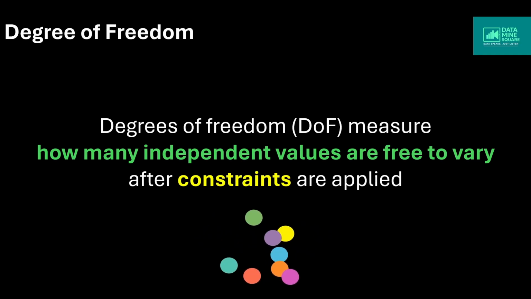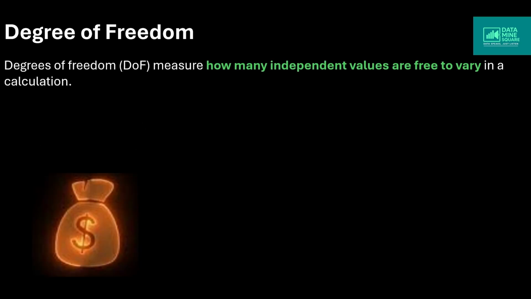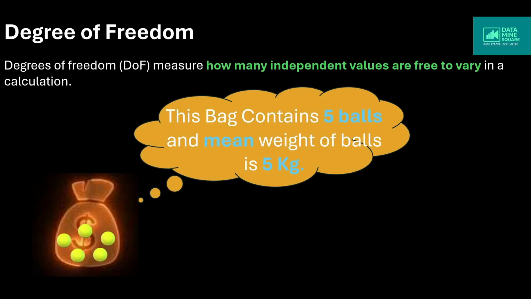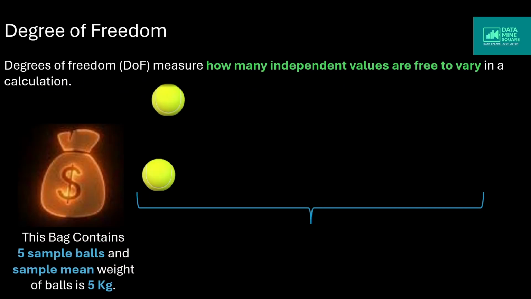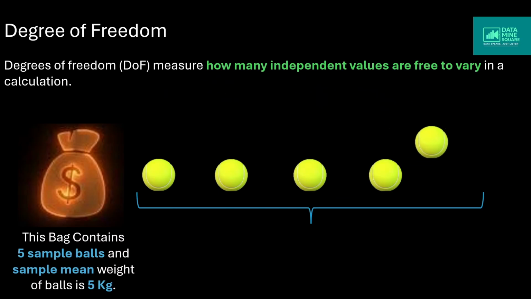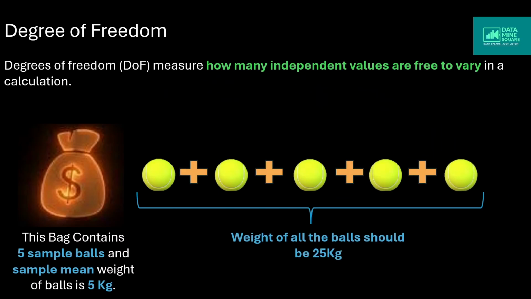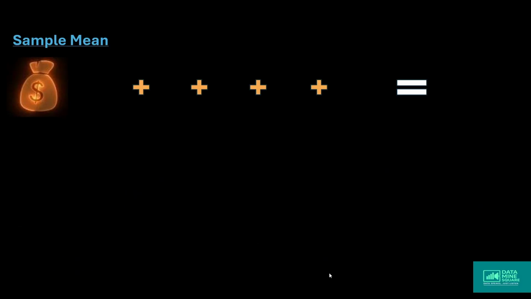You might be getting a little confused right now. Hold on, we will see it in and out. Imagine you have a bag, and I say in this bag there are 5 balls and the mean weight of the balls is 5 kg. So if you take all the balls out of this bag and sum their weight, you will get 25 kg, because while calculating the mean, we take all the data points, divide by the number of data points, and get the mean. Here we have 5 balls and the mean is 5, so the sum will be 25.